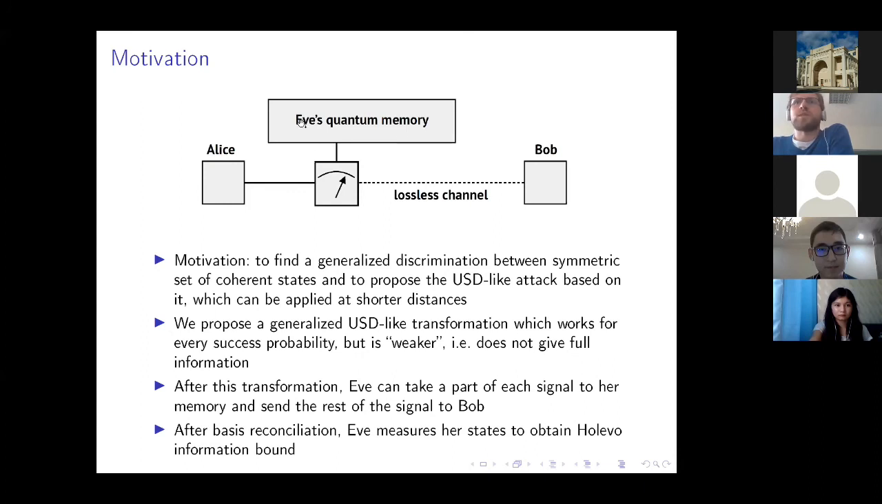So first she makes the transformation, she knows whether it was successful or not, and then if it was successful, she puts a part of each signal to her quantum memory and sends the rest of the signal to Bob with her lossless channel.